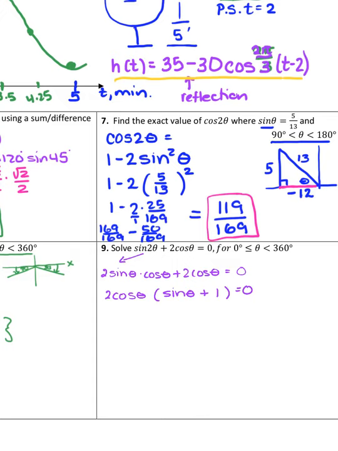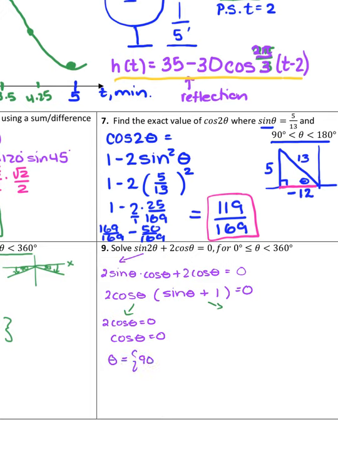And I can now set each one of these equal to 0. So 2 cosine theta equals 0 is the same thing as cosine theta equals 0, because you can divide by 2. And looking at your unit circle, where do you see the x value is 0?